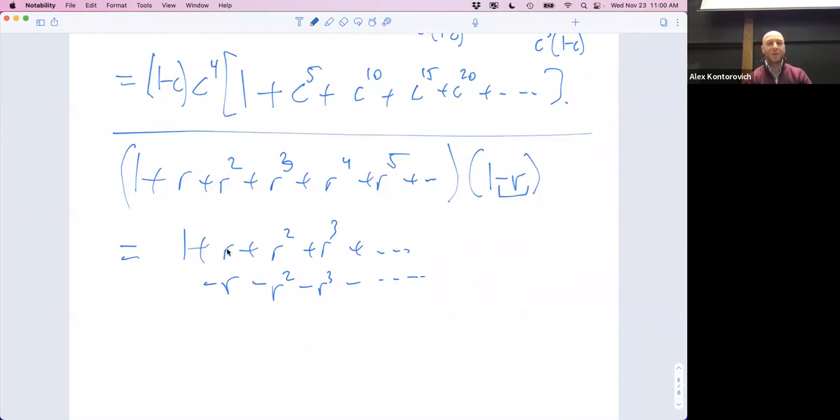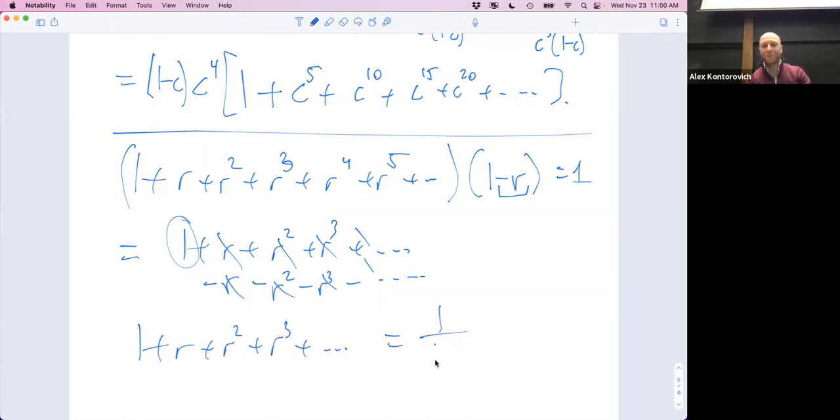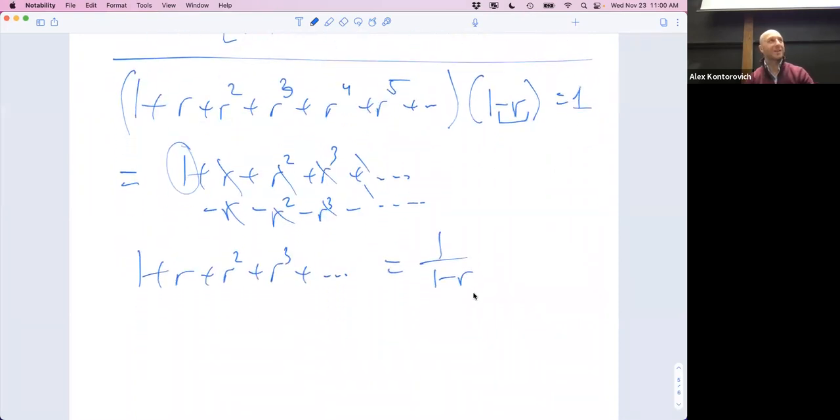So they all telescope, they all cancel out, except the 1. So this product's equal to 1. So the geometric series 1 plus r plus r squared plus r cubed and so on forever is 1 over 1 minus r, if I divide both sides by 1 minus r. Everybody see that? Does that make sense?